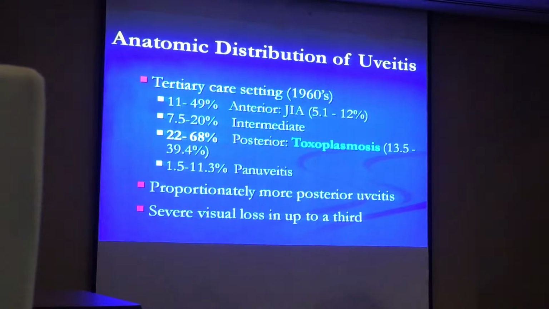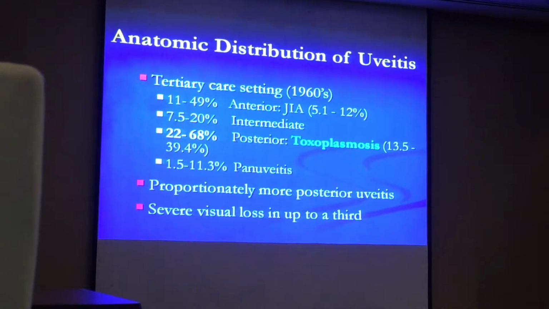When we talk about pediatric uveitis, the most common one, of course, is juvenile idiopathic arthritis, JIA. So that's very much seen. On the other hand, we also see posterior uveitis in the form of toxoplasmosis because of the transmission between mother and child. So that's important that we notice and pay attention to that as well.